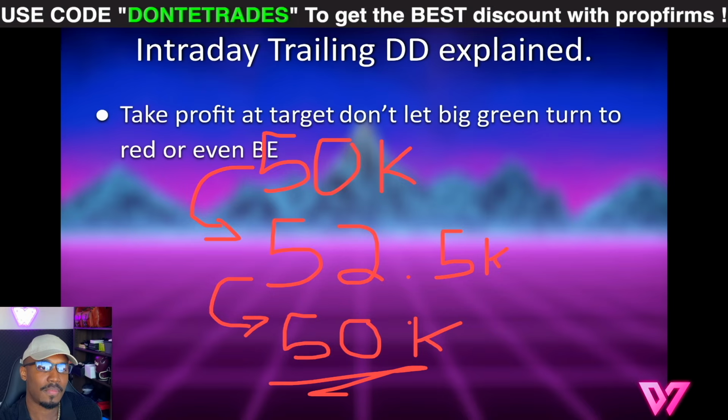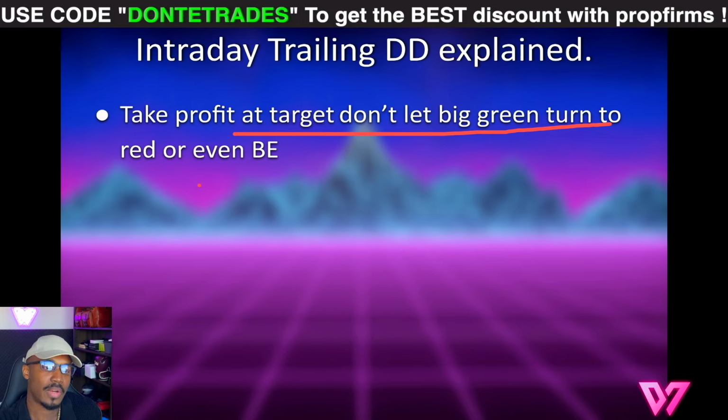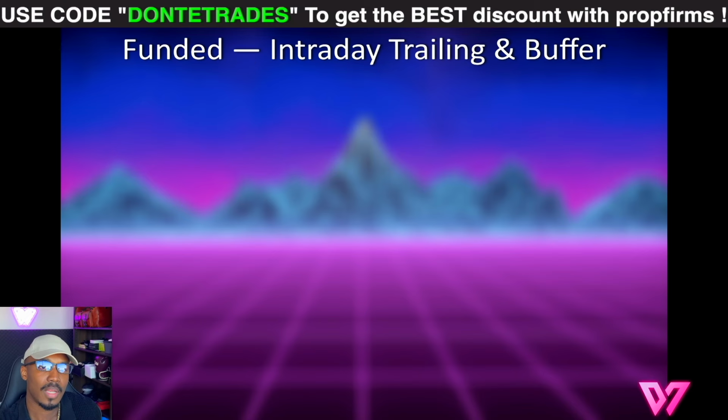So when it comes to intraday trailing drawdown, you want to make sure that you don't let big green trades turn into red or break even, and you want to be aggressive when it comes to taking those profits and just trailing your trades a little bit more aggressively until you pass your threshold. And intraday trailing drawdown and buffer.